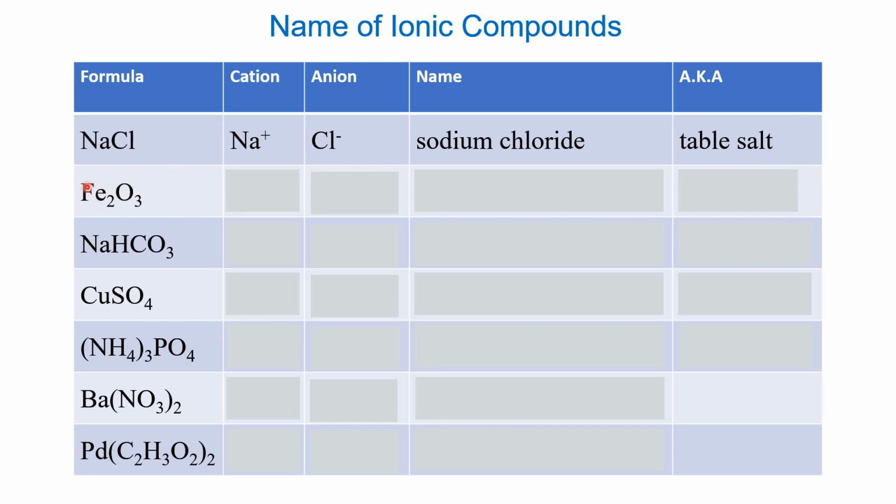Now this is iron 3 oxide. So the cation is iron 3 plus. That's the cation. Iron is a type 2 metal. Okay. Oxide is 2 negative charged.